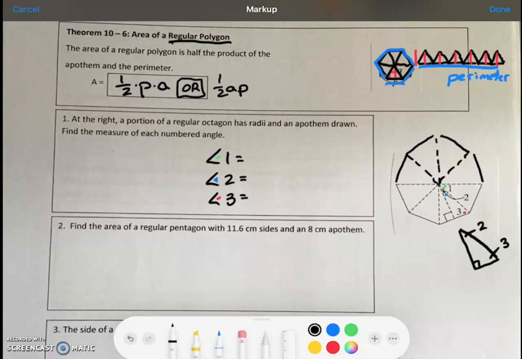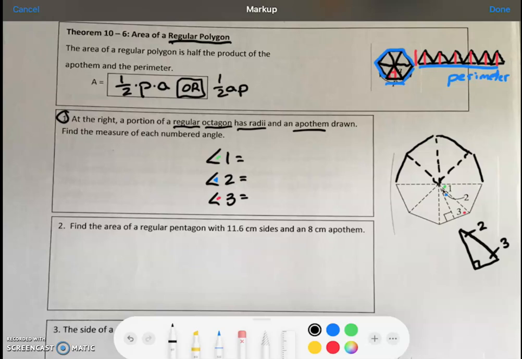Okay, now I'm going to go into number 1 here, and I kind of already highlighted this picture a bit. At the right, a portion of a regular octagon has radii and apothem that's drawn. For some reason, they only included the bottom half, so I drew the top half of this octagon. I drew it really bad, but basically, all the sides, all the angles are the same. So what you need to do is figure out angle measurements. Before we even worry about the area of this thing, we might need some angle measurements here.